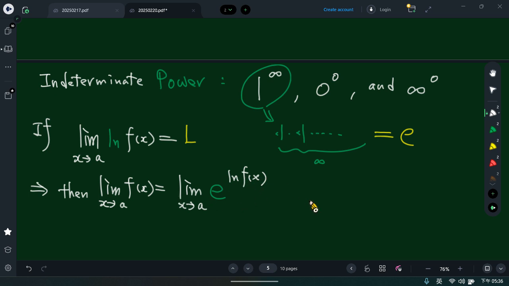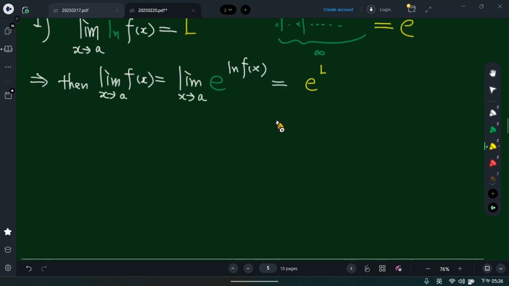Then we can get the answer, which will be e to the power of L. Right? If we already have this, then when we take this one, we can simply get the limit. So this is a general concept, but I will show you some examples, then you can know how to get the concept.